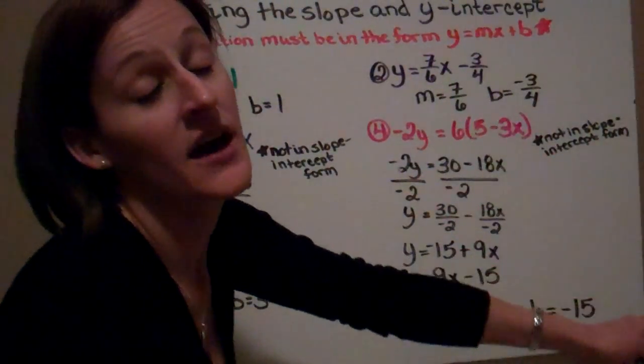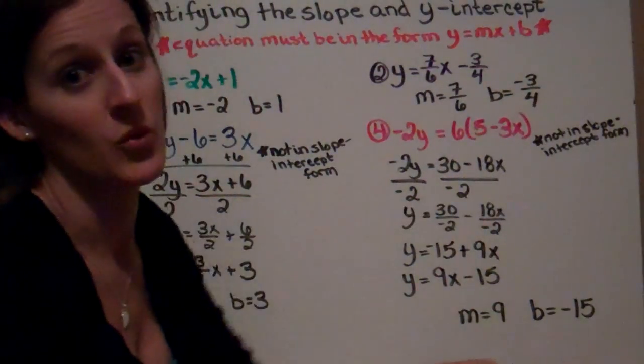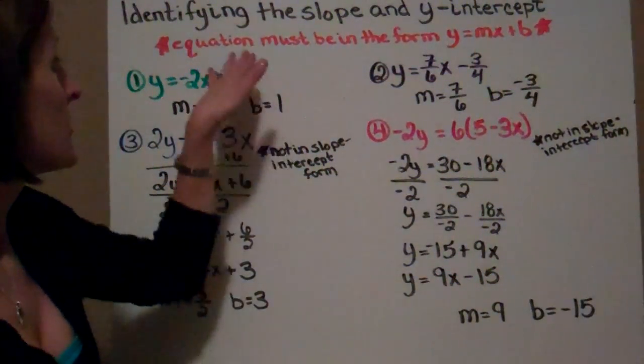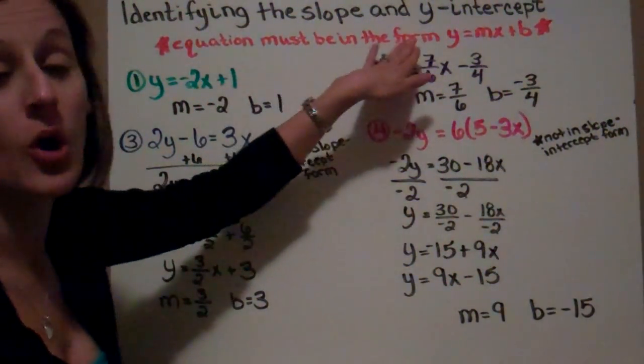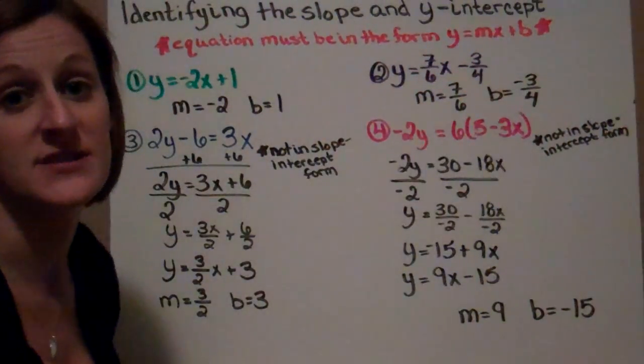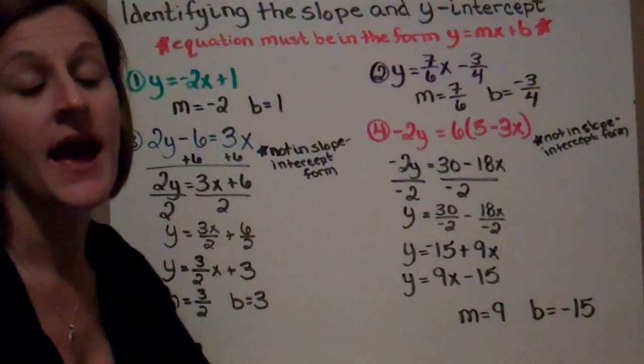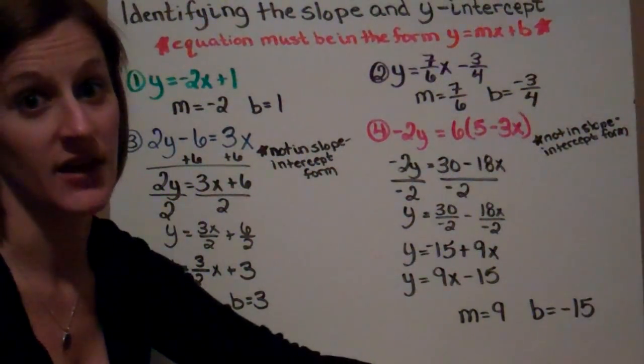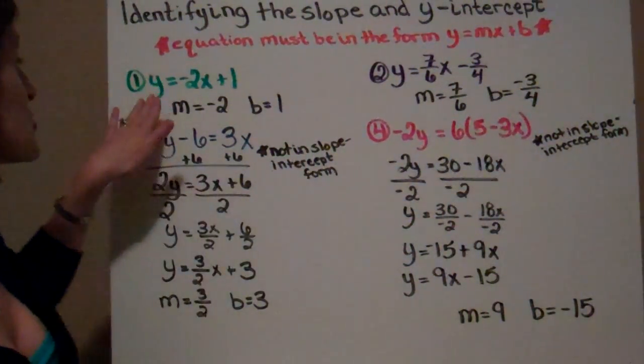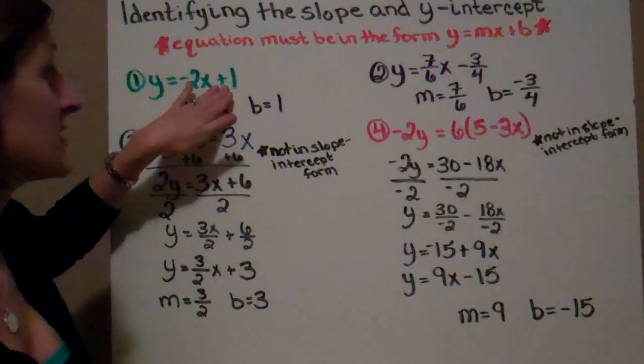Alright, so now identifying slope and y-intercept when you're given an equation of a line. Remember, the equation must always be in the form y equals mx plus b in order to determine what the slope of the line is and what the y-intercept of the line is. Okay, so this first one, y equals negative 2x plus 1.